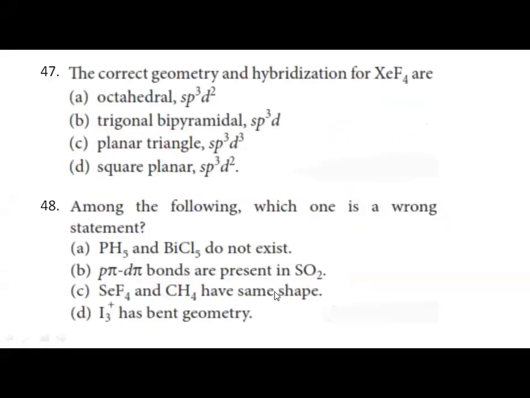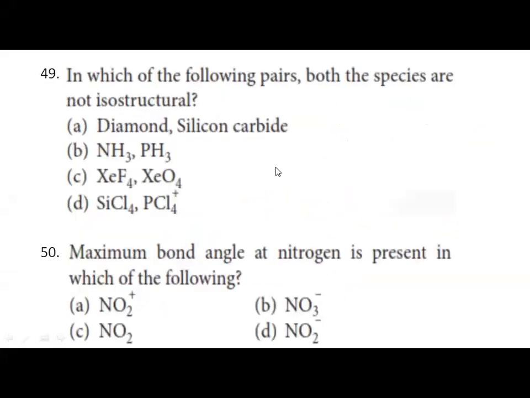So SeF4 and CH4 have same shape, that is wrong. I3+ has bent geometry. Yes, it has bent geometry. Moving to the next question. In which of the following pairs both species are not isostructural?